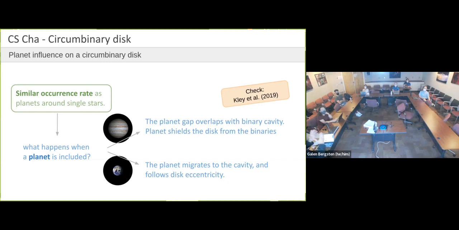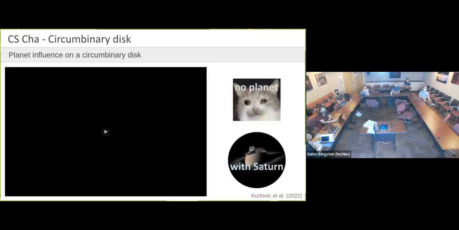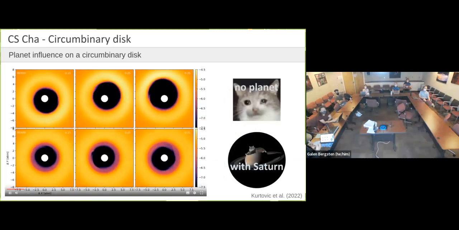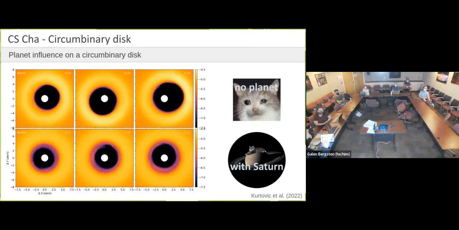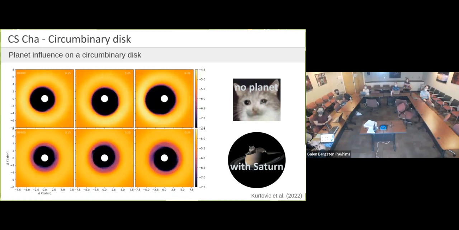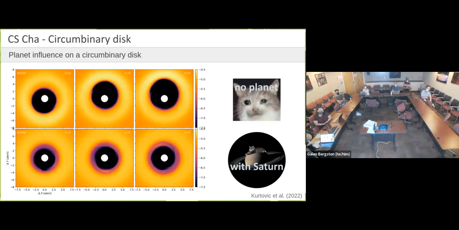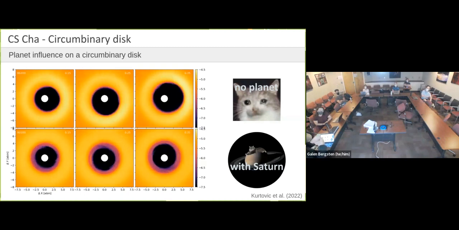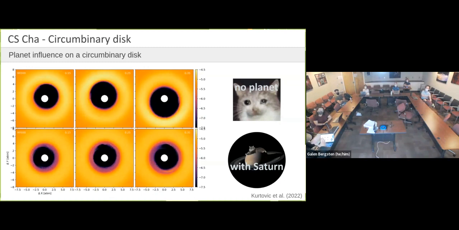This gap will merge with the cavity, so you won't see the location of the gas giant. You will just see one cavity that is carved by the two stars and by this gas giant, and the gas giant will shield everything that is outside its orbit. Therefore, outside of the gas giant, the eccentricity will be much decreased. So we ran simulations to test this hypothesis. Here I'm showing you in the upper row simulations of circumbinary disks without a gas giant, and in the lower row the same disks, but now with a gas giant. You can see that the cavity is much more circularized, and it's not just the cavity, it's the whole disk outside of the gas giant orbit.